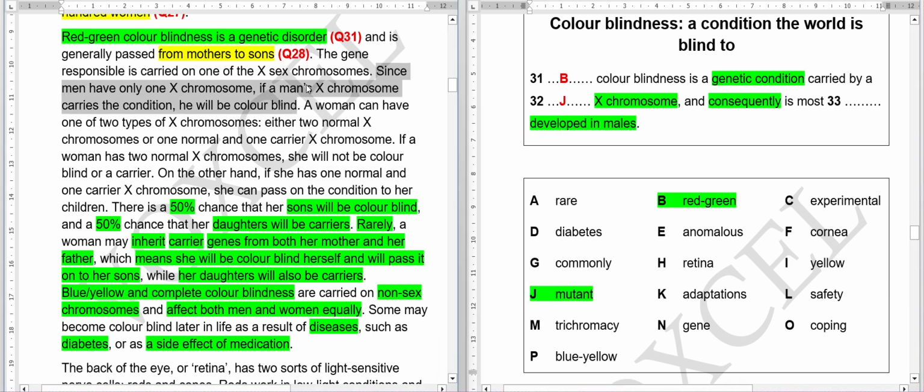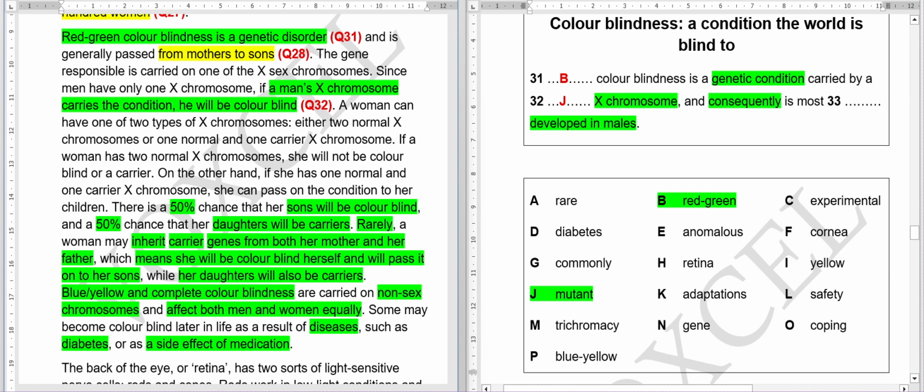Why will it be mutant? Because the X chromosome carries a condition, so he will be colorblind. A condition is basically something not normal, something different from normal, so those are called mutants. So that was question 32. I hope it is clear.